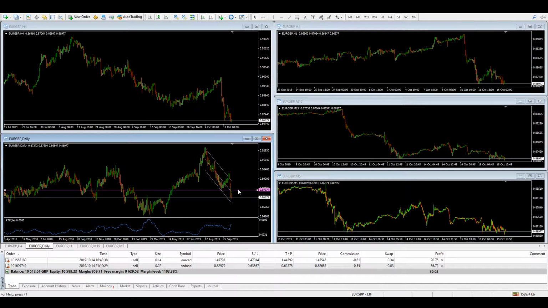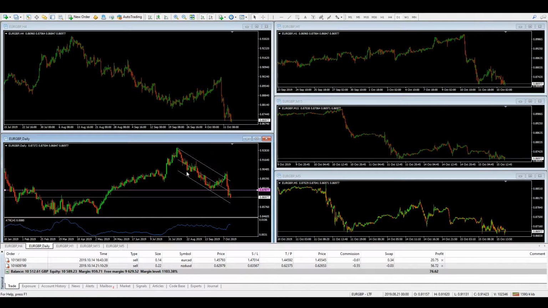Euro GBP, had this on the back of the pound strength. This move here is the context I'm looking at for the bearish move, but it's just too oversold at the moment. You wouldn't really want to short this now because it's just too far gone in this extension.